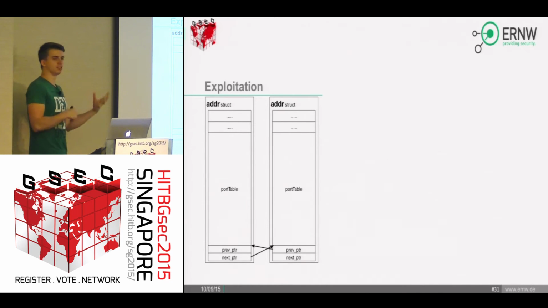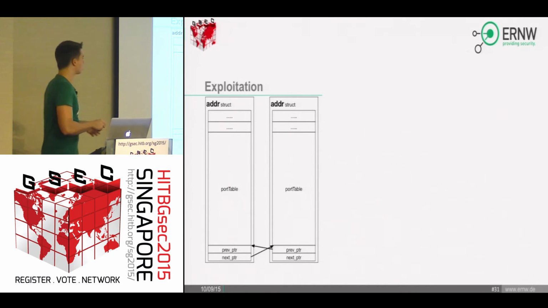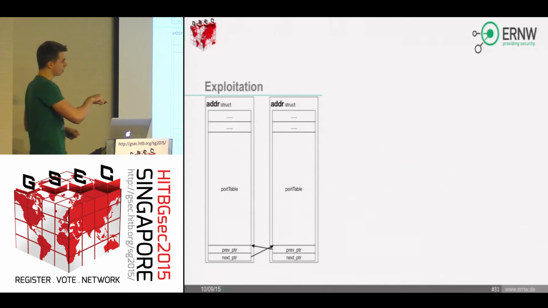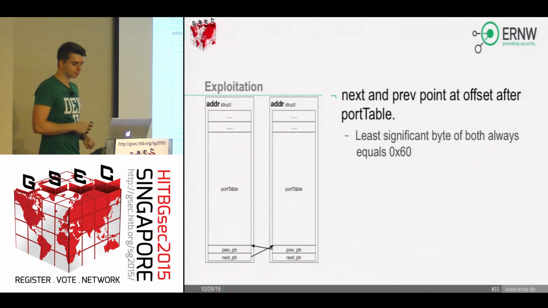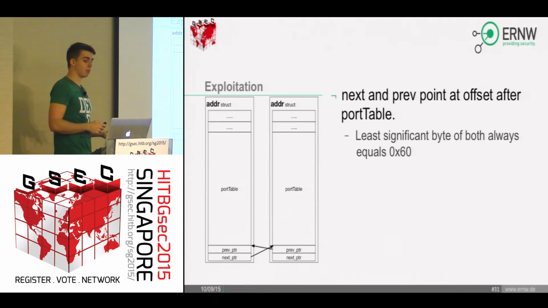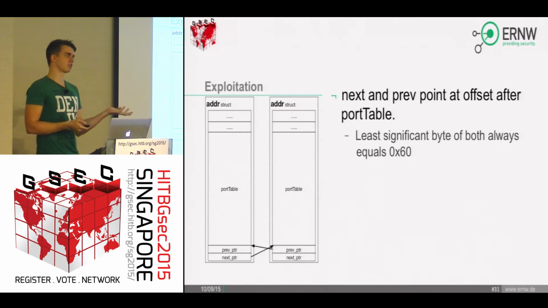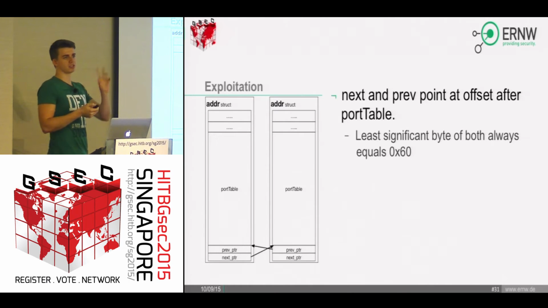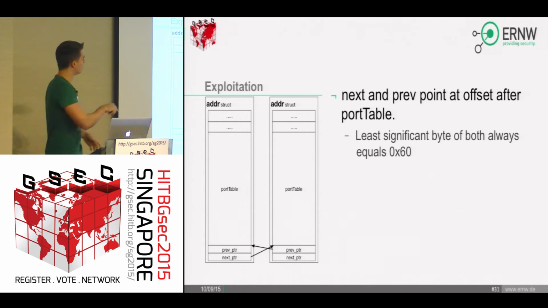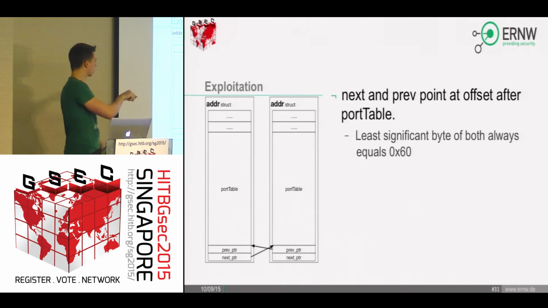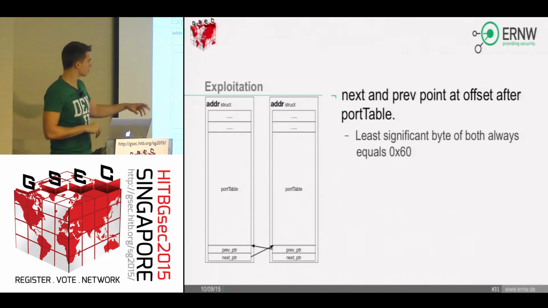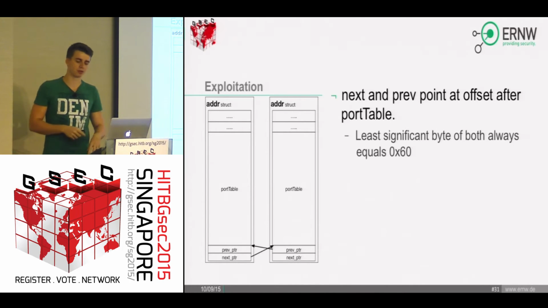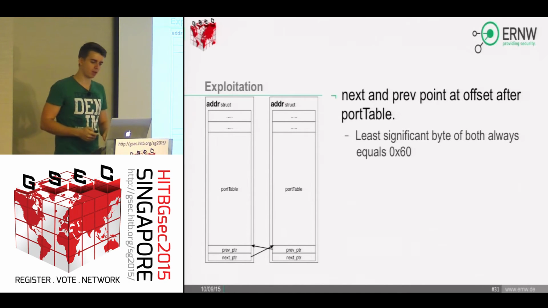Now this is how these two address structures would normally look in memory. They are connected using the next and previous pointers, a linked list. And the least significant byte of both of these pointers always equals hex 60, not hex 10, because they don't point at the beginning of the address structure, but instead they point at the beginning of the linked list. So the actual traversal would then use the offset to get to the struct.